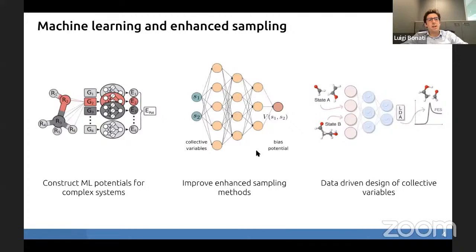A few examples: in recent years, several applications of machine learning to atomistic simulations in general, and especially to enhanced sampling, from the construction of machine learning potentials for predicting the potential energy surface with high accuracy, but at low cost with respect to quantum mechanics. Machine learning has been used to improve existing enhanced sampling methods, for instance, by representing high dimensional free energy surfaces or assisting in the construction of a bias potential as a function of many input collective variables. And finally, which is also the topic of today, we can use machine learning approaches to design collective variables directly from data, rather than, for instance, from physical intuition.